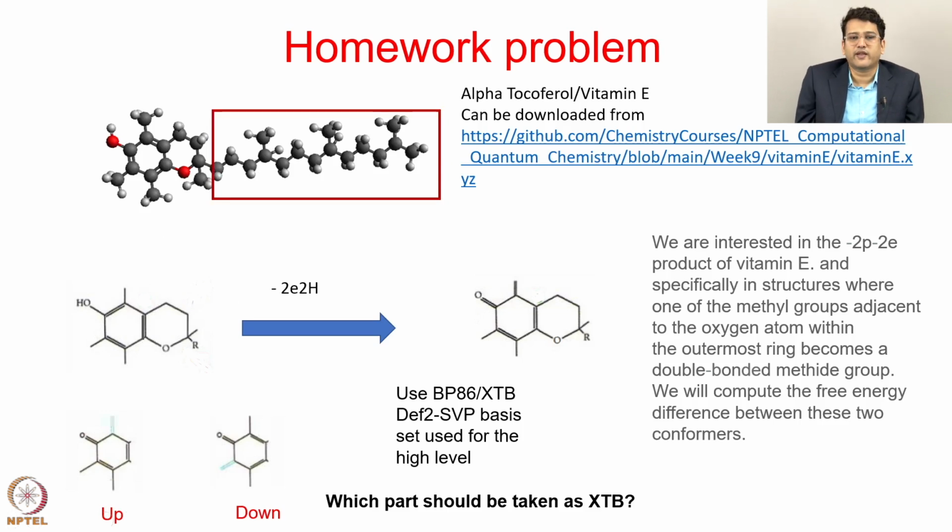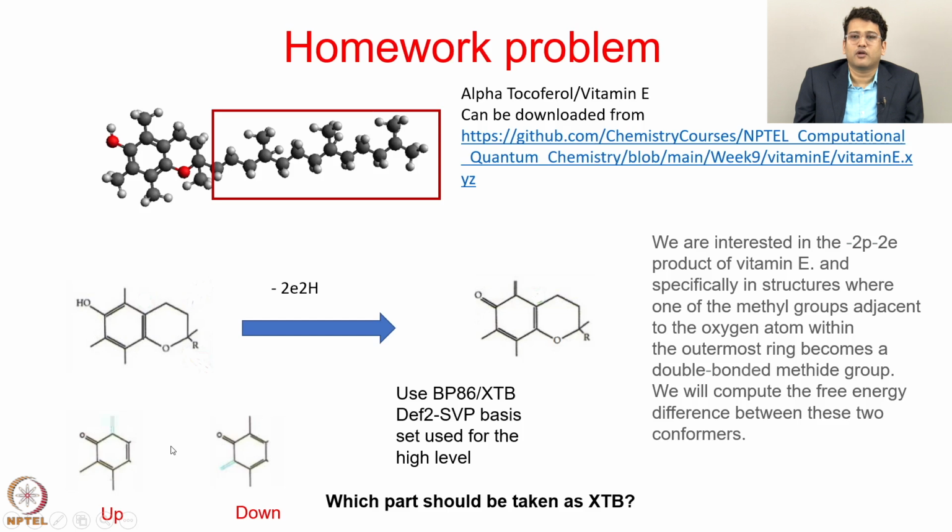So I need to take the structure, change this OH and the methylene to generate my starting structure using Chemcraft, and then by looking at the atom numbers I will take this region as QM, this one as XTB, and then I optimize both the up and down structures. Then I will calculate the free energy difference, and we will see which one has a higher free energy.